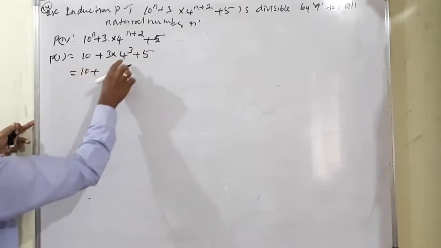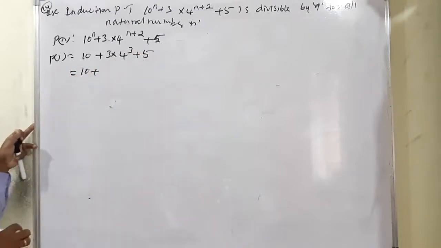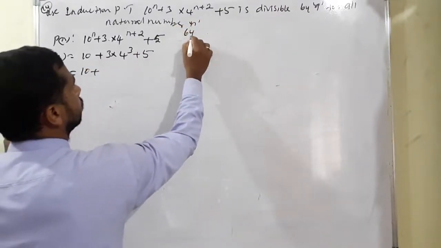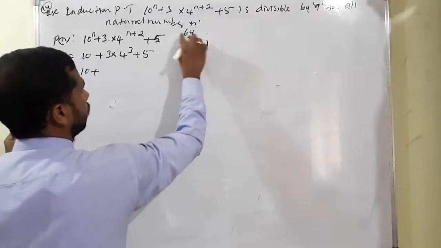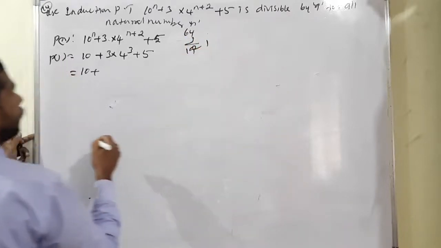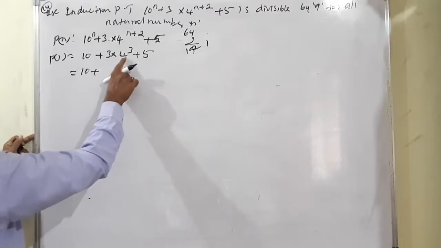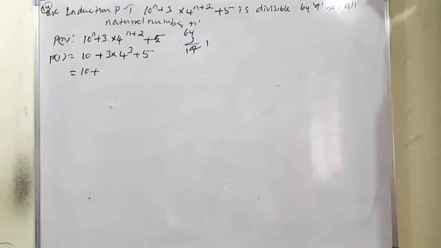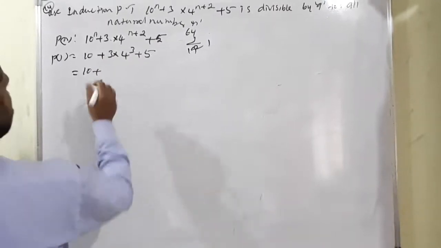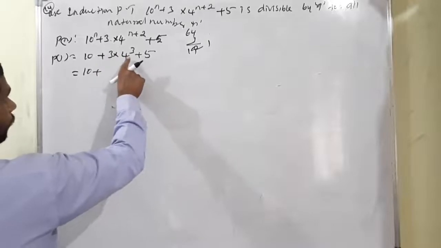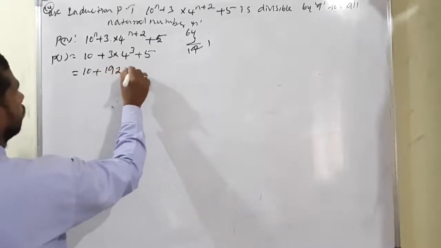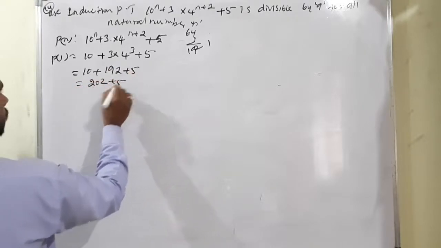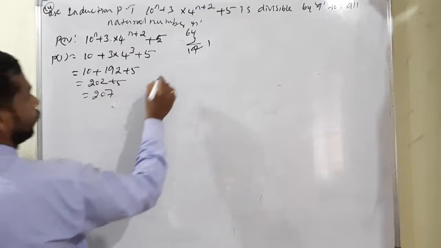Now, 10 plus 4 power 3 means 64, isn't it? So, 64 into 3. 3 4s are 12, 1, 6 3s are 18, 18 plus 1 means 192. So, 4 power 3 means 64, and 192 plus 10 means 202, plus 5. Therefore, the value we have is 207.